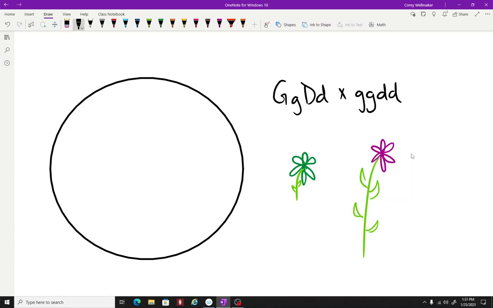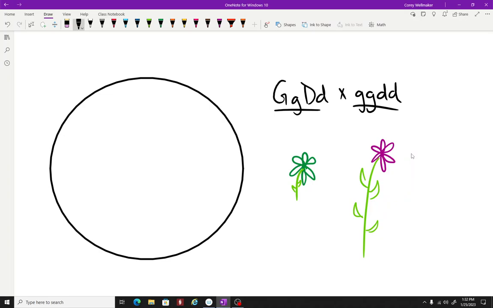Right, let's imagine a scenario where we've got a green dwarf plant that is heterozygous for both traits and a purple tall plant that is homozygous recessive. And I want to know what are the phenotypic ratios that I would see in the offspring.